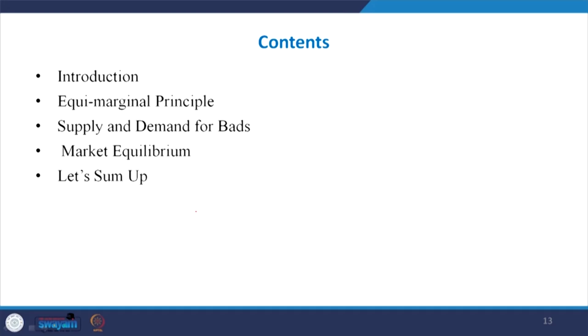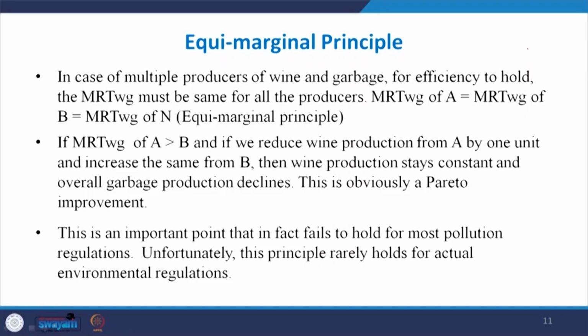Then I also explain supply and demand for bad products, meaning how the price of the bad product in the market is determined. So, how to derive the supply curve and demand curve for garbage, that is a bad product, and once we know the supply and demand curve, then at the point where the supply and demand curves intersect each other, the equilibrium level of price is determined. So, this is discussed in the present lecture.